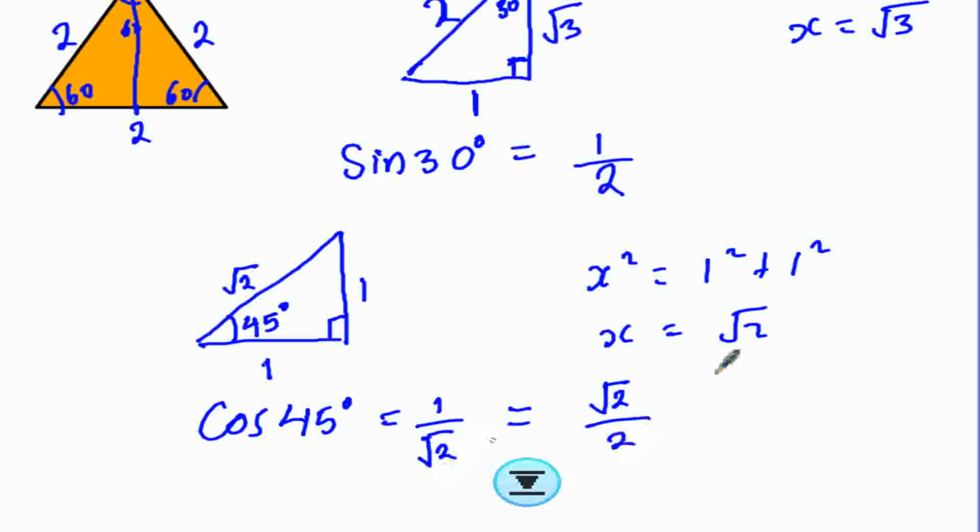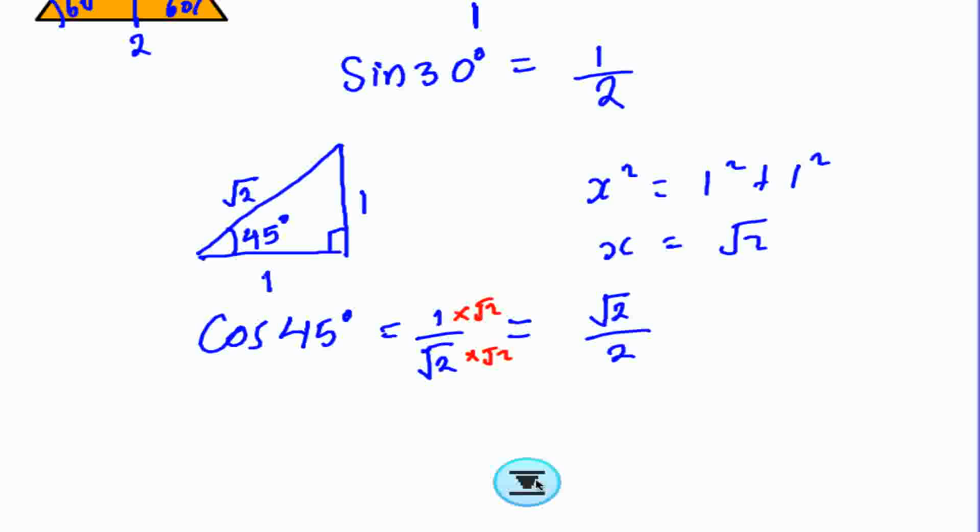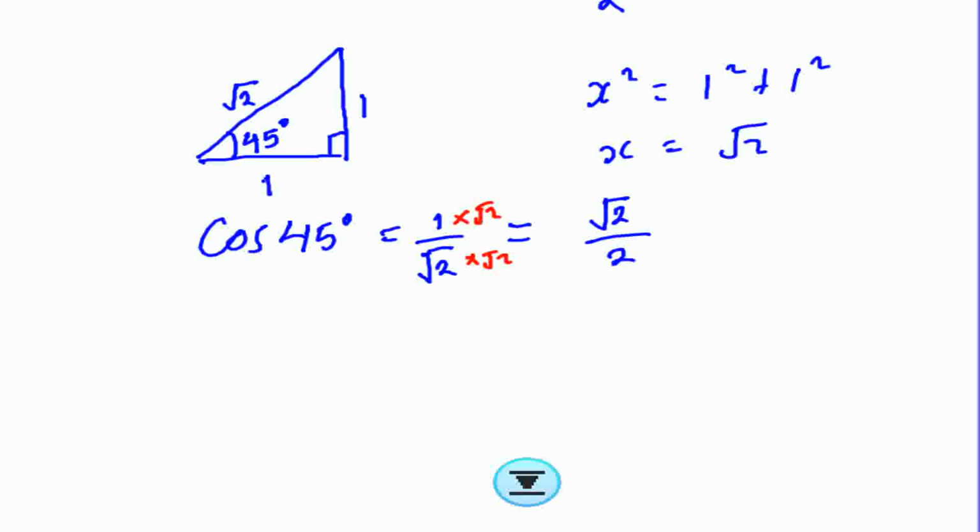That is, I've just multiplied the denominator by the square root of 2 and the numerator by the square root of 2. It will give us that. So that is the value of cos 45. So we can use those two to answer our question.